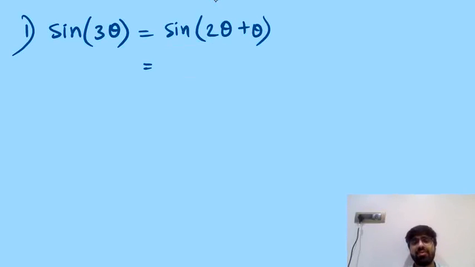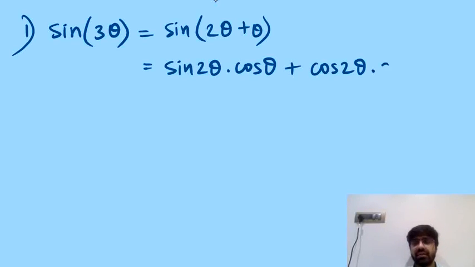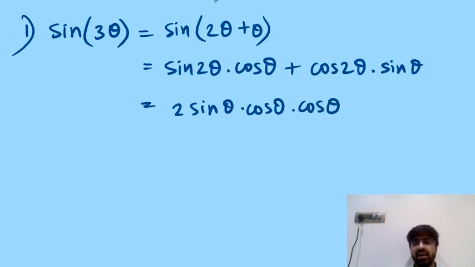Expand it by using the sine of a plus b formula. This will be sine 2 theta into cos theta, that is sine a cos b, plus cos 2 theta into sine theta. We can write sine 2 theta as 2 sine theta cos theta into we have cos theta. We have written sine 2 theta as 2 sine theta cos theta, and the cos theta that we already had, plus I want everything in terms of sine, so I will try to keep cos 2 theta in terms of sine only. So I will use the formula for cos 2 theta as 1 minus 2 sine square theta into we already have sine theta.